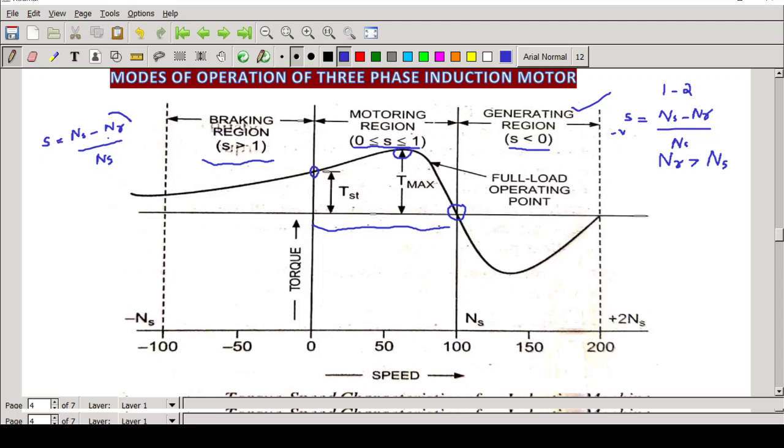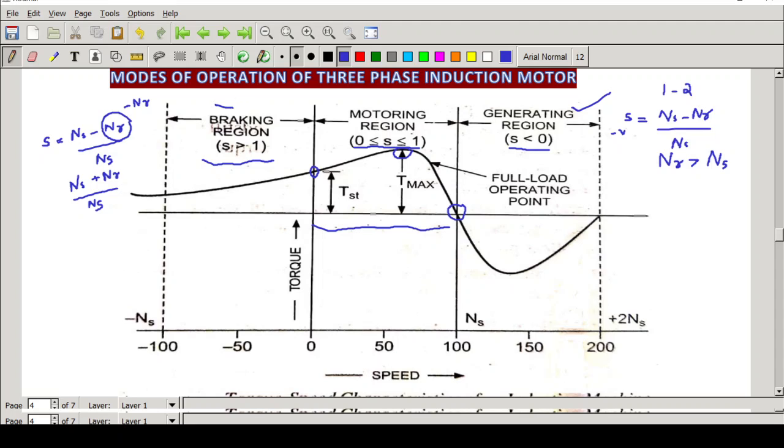That means this sign has to change. It has to become minus nr. So the slip will be like (ns plus nr) by ns, which means, what is the meaning of that? The rotor speed has to reverse, or you have to run the rotor in the reverse direction. Okay, so that is how you can operate it under braking mode.